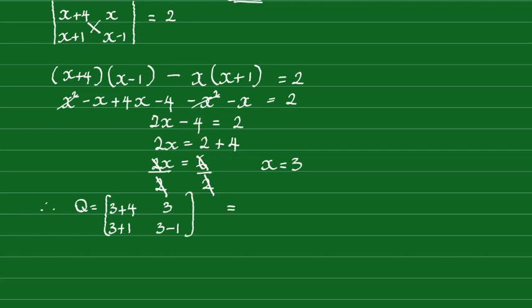This gives us bracket open. 3 plus 4, we have 7. We have 3. 3 plus 1, we have 4. Then 3 minus 1, we have 2, bracket close. Therefore, it means that our matrix Q is equal to, bracket open, 7, 3, 4, 2.